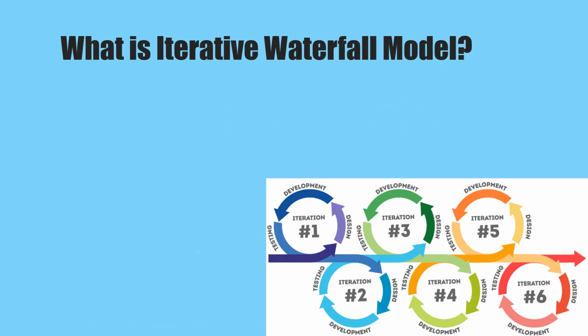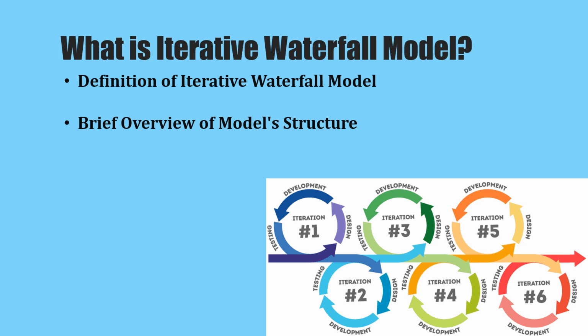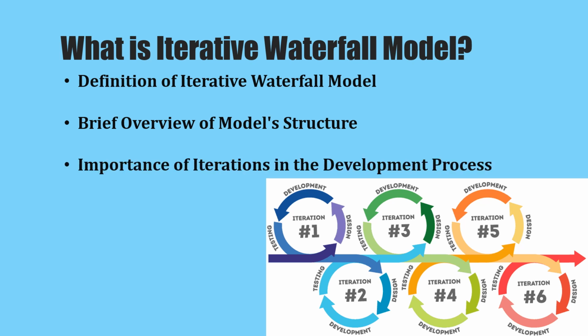What is the iterative waterfall model? Definition of the iterative waterfall model. The iterative waterfall model is a software development approach that combines elements of both the traditional waterfall model and iterative methodologies. Brief overview of model structure. It involves breaking down the project into smaller iterations, each following the phases of the waterfall model, for example, requirements, design, implementation, testing, and deployment, but allowing for feedback and adjustment between iterations.